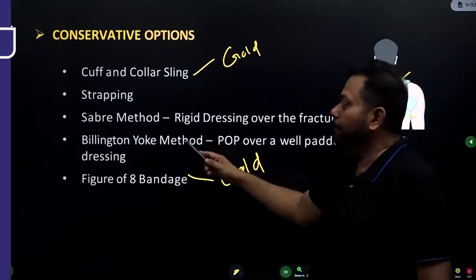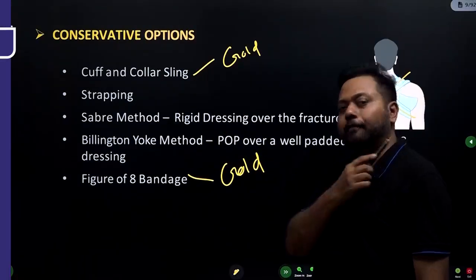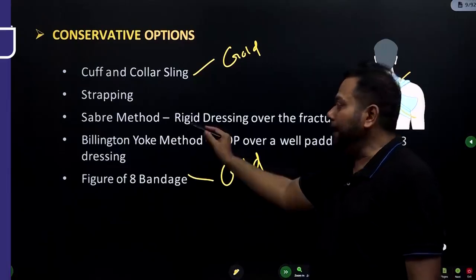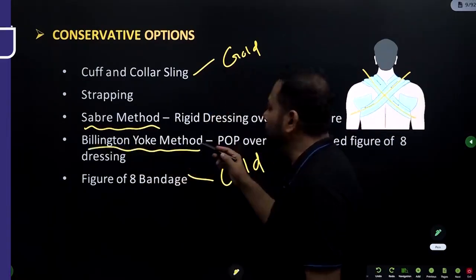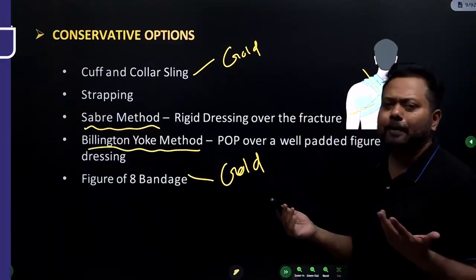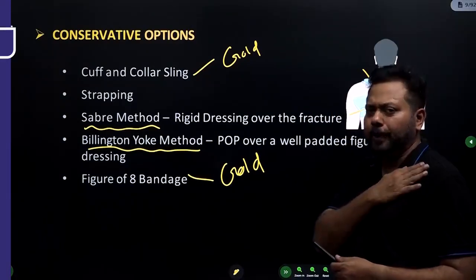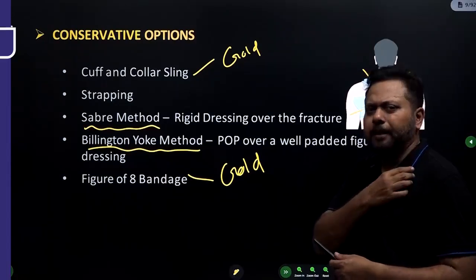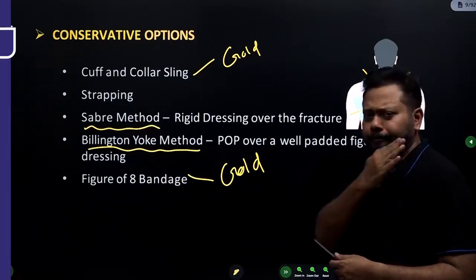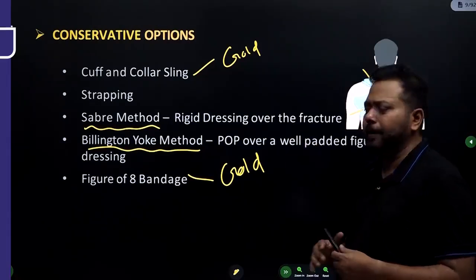Okay. Now, strapping. You just do a strapping over the fractured site. Sabry's and Billington Yoke's method are outdated, but for MCQ, you should know this name. Sabry's method is nothing but putting a rigid dressing over the fracture site, then you are applying strapping. A rigid, thick dressing with your Gamgee pad over the fracture clavicle, then you are putting a tight strapping. That's called Sabry.